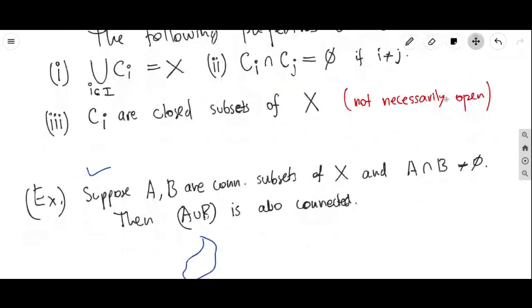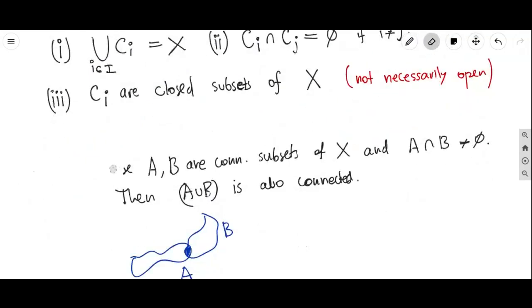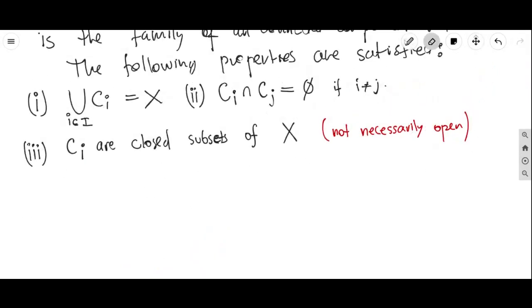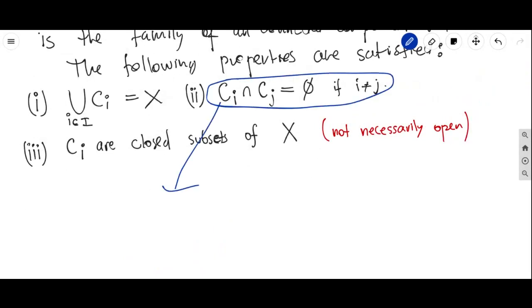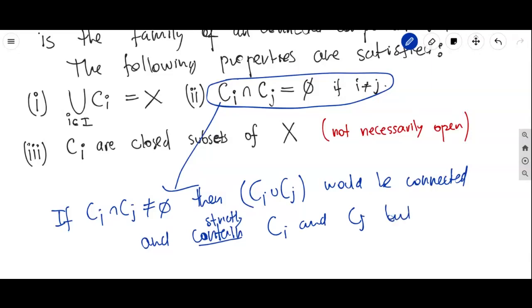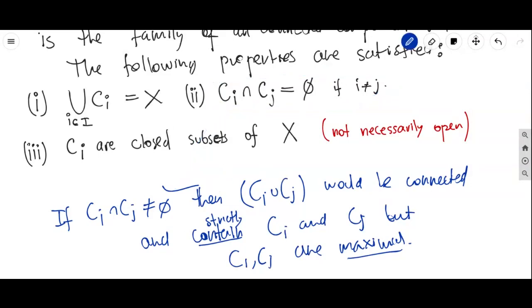So this is the exercise you want to show. And here's what it has to do with components. If C_I intersect C_J was not empty, then C_I union C_J would be connected and strictly contain C_I and C_J. But C_I and C_J are maximal. They're the maximal components. They cannot be contained in anything larger. That would be the problem. If they overlapped, then by taking the union, you just created a larger component that contains both of them. So that's why they cannot overlap.